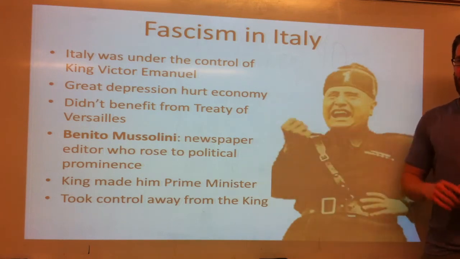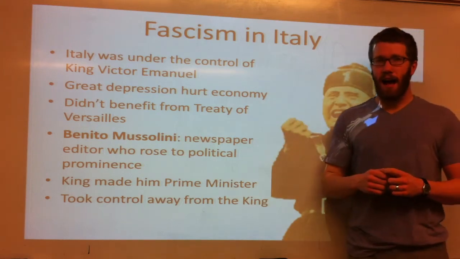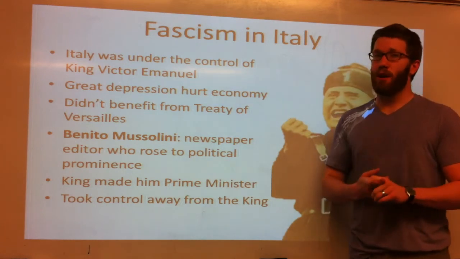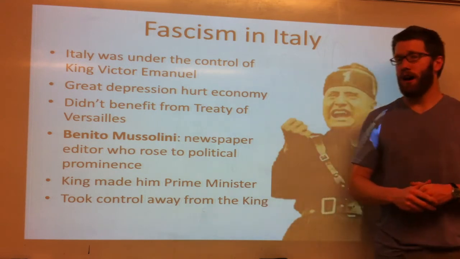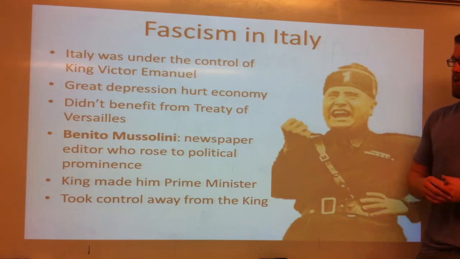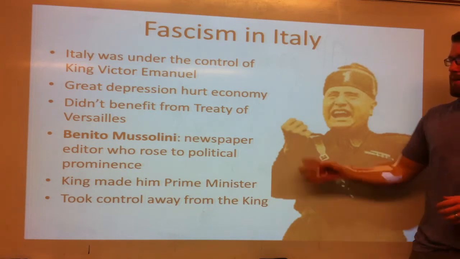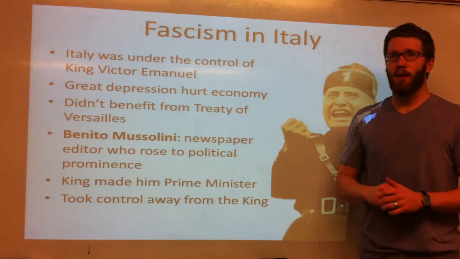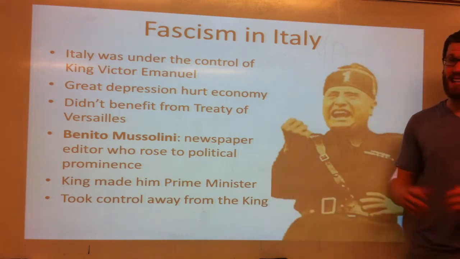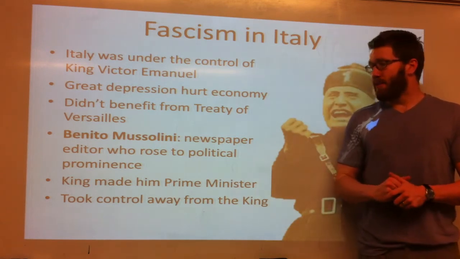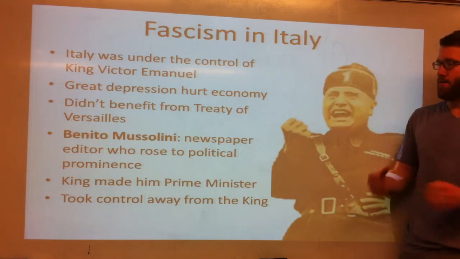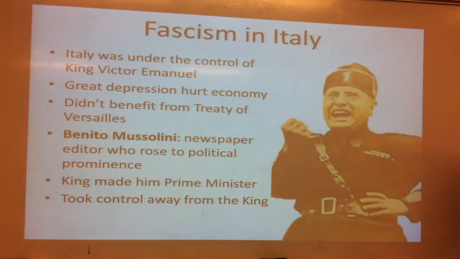They also felt like they did not benefit from the Treaty of Versailles. The Treaty of Versailles punished the Central Powers, but they were only repaying France and Britain. They weren't paying Italy, which fought with the Allies. And the king wasn't really doing anything to help them. So a newspaper editor named Benito Mussolini starts to rise to power. He initially gets made prime minister, which means he's pretty much in charge of everything. But then after being prime minister for a little while, he kicks the king out of power completely and becomes a fascist dictator of Italy.